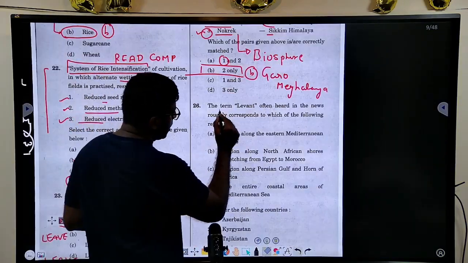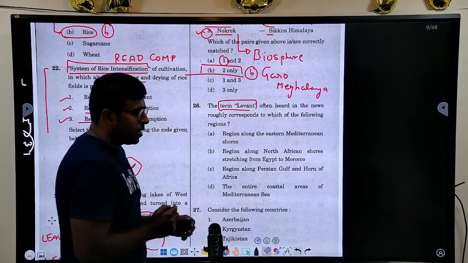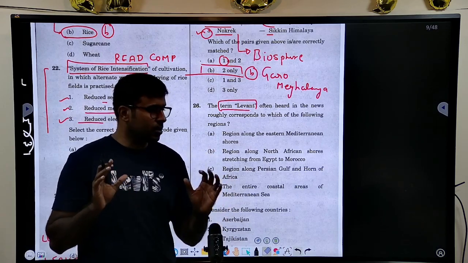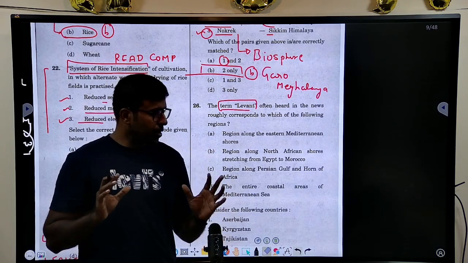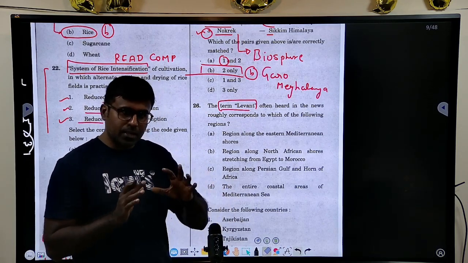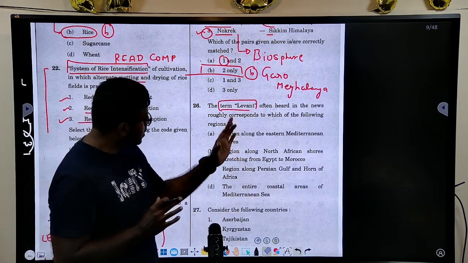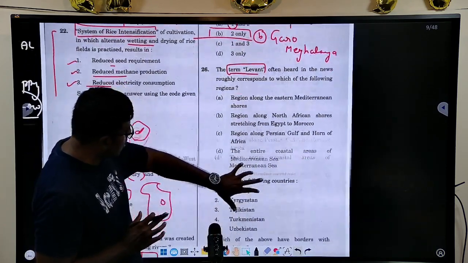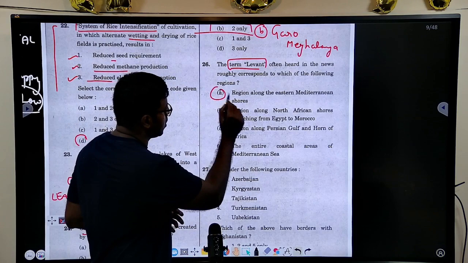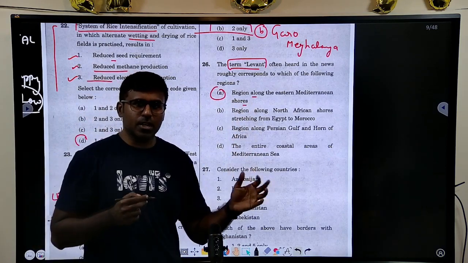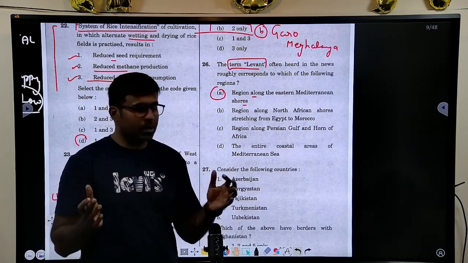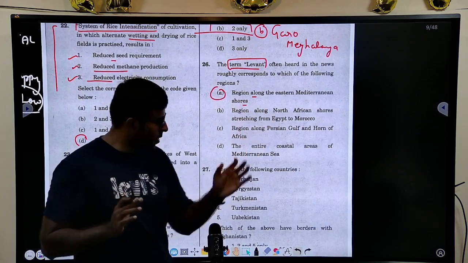Next question: the term Levant, which you may have recently seen in the news. This is what UPSC is also thinking about. They will not ask something out of the blue. They will be asking something seen in the news. This area has been in the news for a very long time, since the time of Christ. This is a region along the eastern Mediterranean shores, and this question has been asked so many times in different ways, but about the same area.